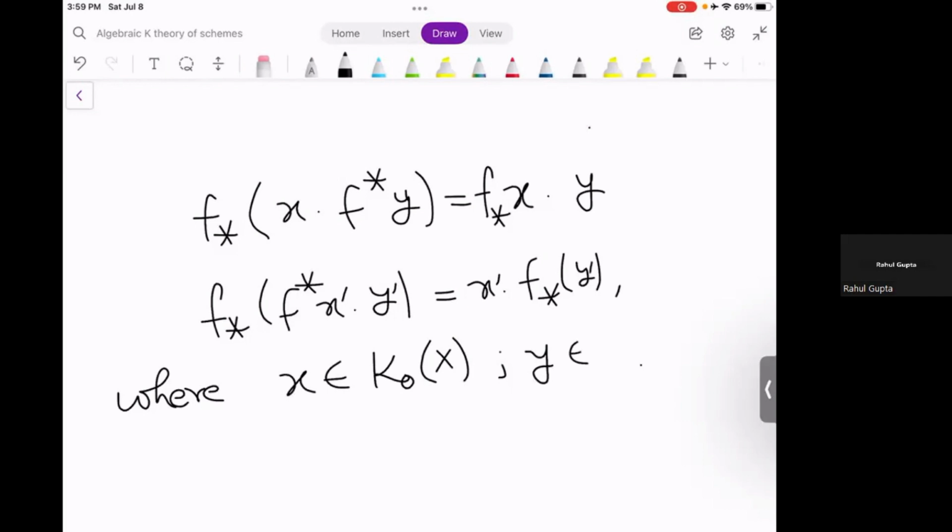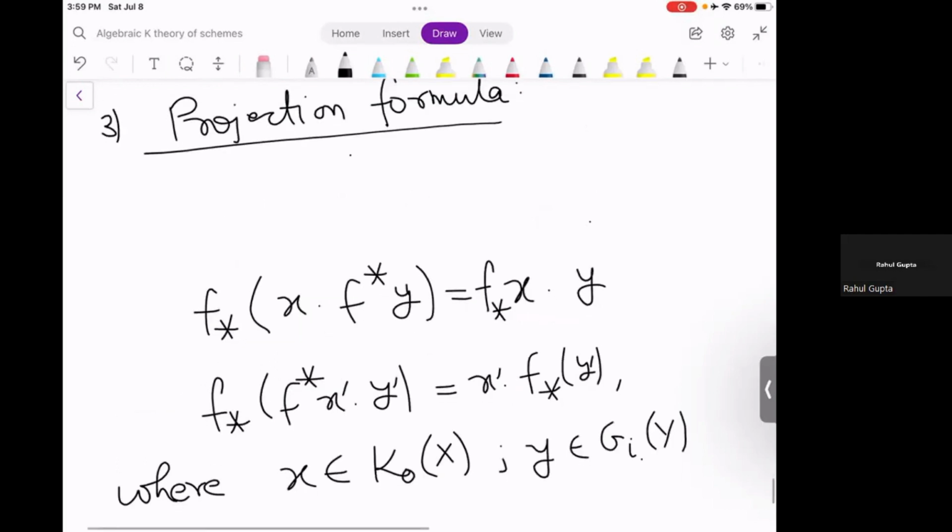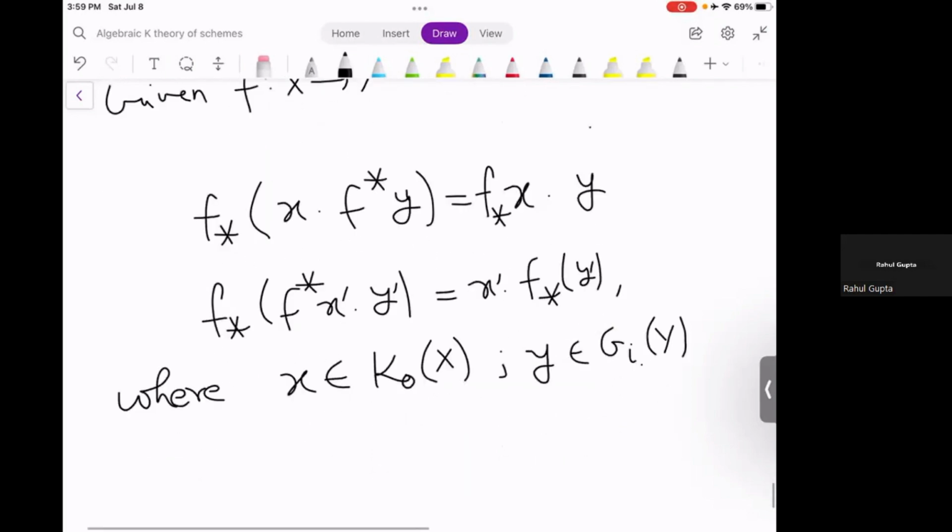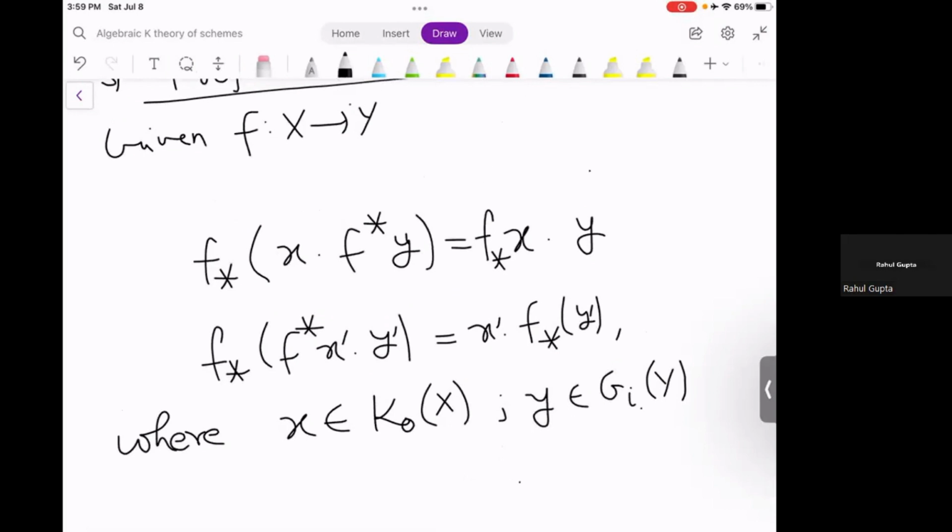Y is in GI of Y. Yeah. So given F from X to Y, I'm taking something from the top, K naught of X, and something from the bottom, but that is from G theory. Similarly, X prime should be again K naught, but now from Y, and Y prime should be in GI of X.